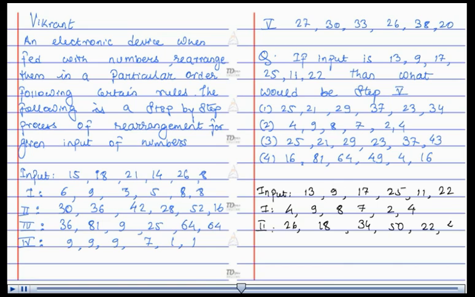The third step will be the square of the numbers of step 1, that is 4 square is 16, 9 square is 81, 8 square is 64, 7 square is 49, 2 square is 4, 4 square is 16.